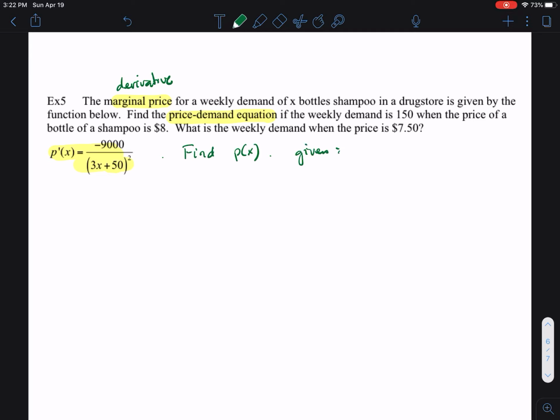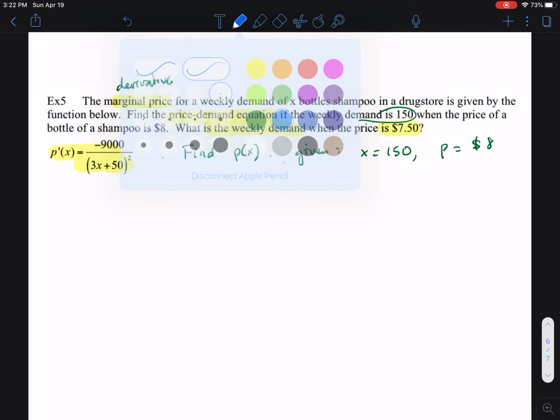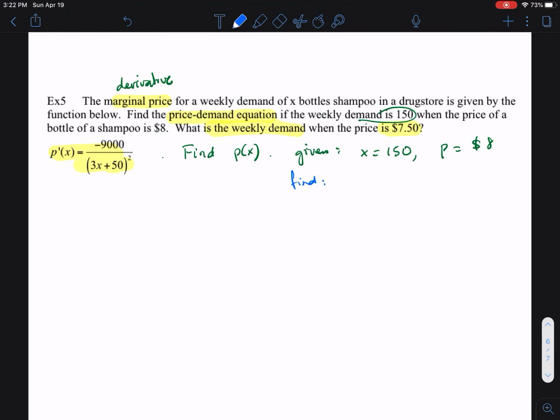We're given that when the demand is 150, so when X is 150, P is $8. So we're given that initial condition. We're also asked to find the weekly demand X when P is $7.50. That's going to be the second part of the problem, part A. So there's a lot going on in this problem.